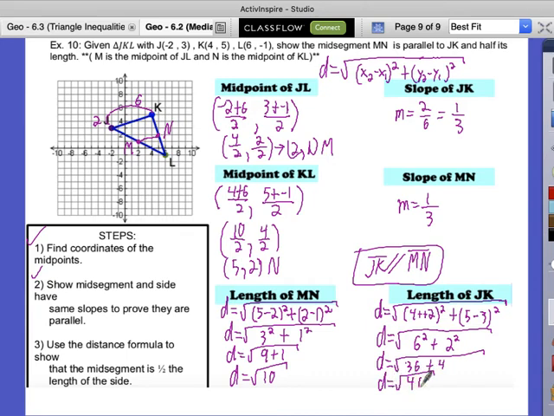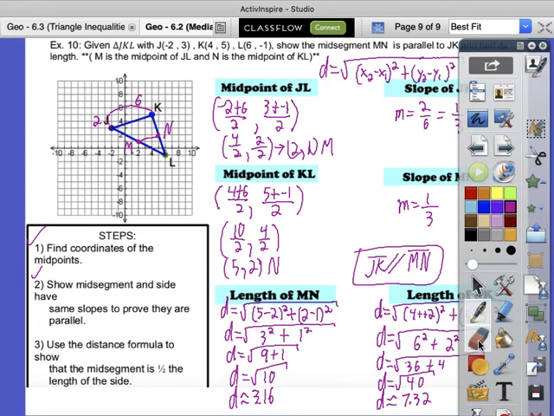Now, as of now, we might not know whether this is half or not, because square roots are weird. If we were to punch into a calculator the square root of 10 like we did earlier in the year, we'd find out D is approximately 3.16. And then over here, the length of JK is approximately 7.32. And what do we notice about these distances? Or excuse me, not 7.32, I misspoke. 6.32. Common occurrence. What do we notice about JK compared to MN? It's bigger.